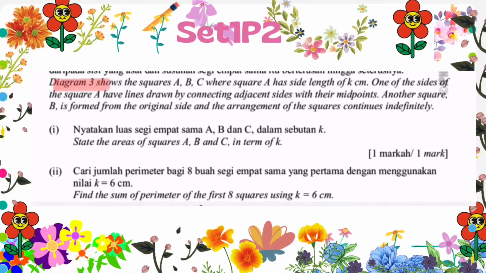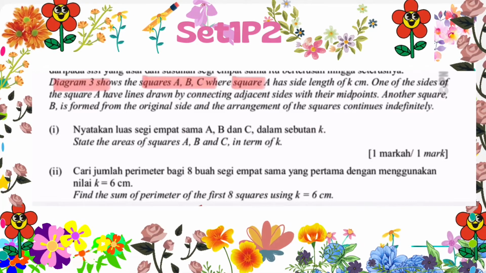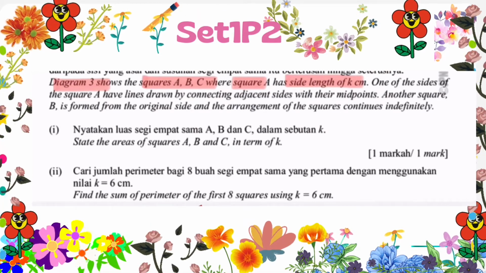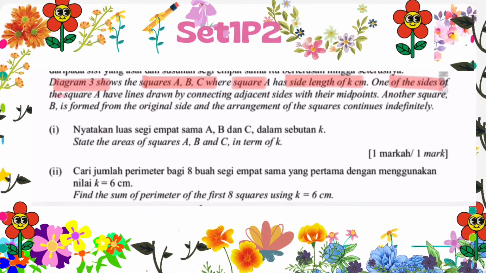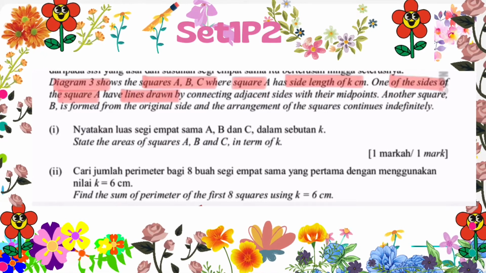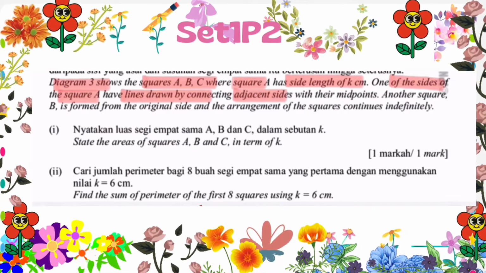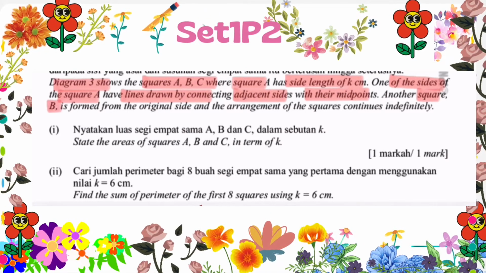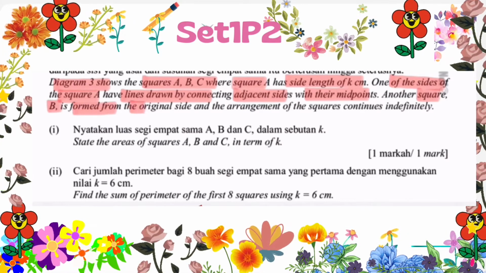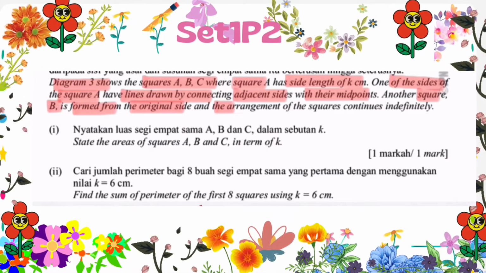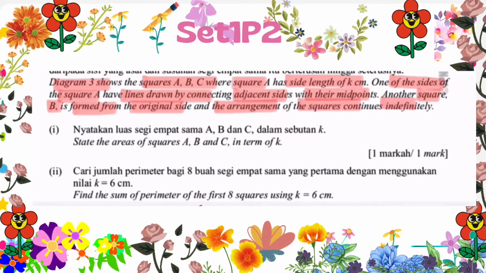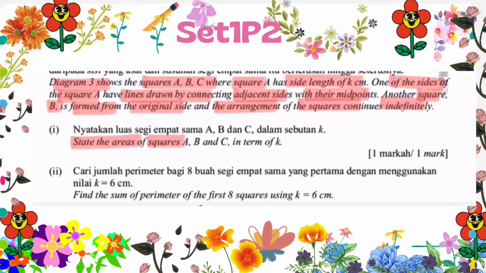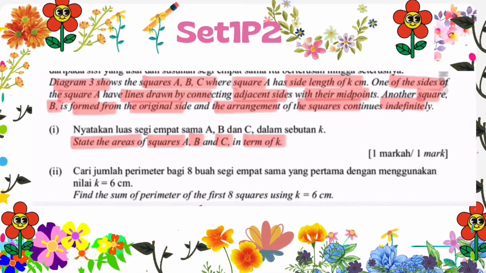Diagram 3 shows square ABC, where square A has a side length of K. On the square A, lines are drawn by connecting adjacent sides at their midpoints. Another square B is formed from the original side, and the arrangement of the squares continues indefinitely. State the area of squares A, B, C in terms of K.